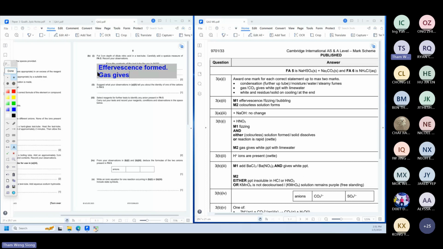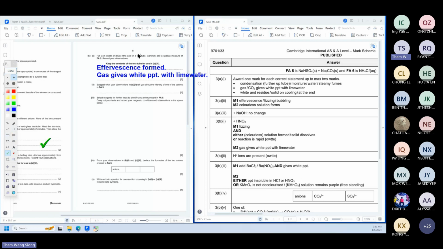Gas gives white precipitate with lime water. When it comes to this part here, I want you to think about it. Would I have bothered testing for ammonia? Would I have bothered testing for nitrate or not? I've already set it up with my delivery tube to the lime water. Does that make sense? Because here it already gives a white precipitate with lime water.